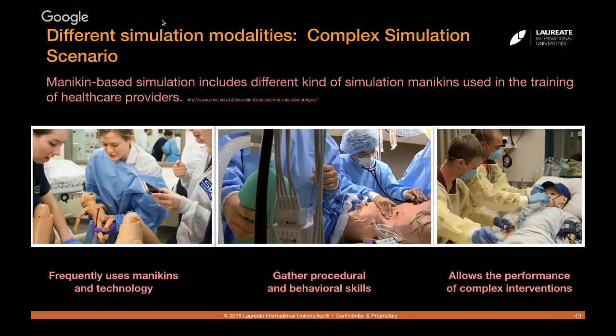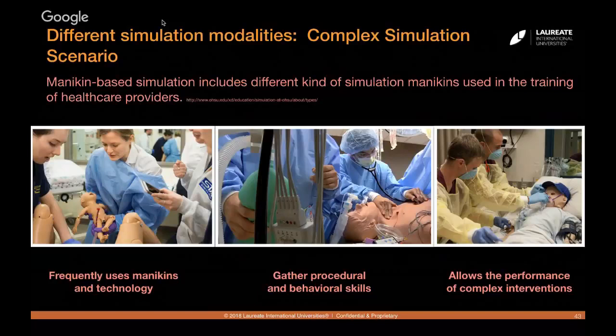So it's very well known in simulation. We are going to see many pictures. We are going to listen about this kind of scenarios in seminars, events, and everything about simulation, because it's very characteristic, let's say, of simulation.